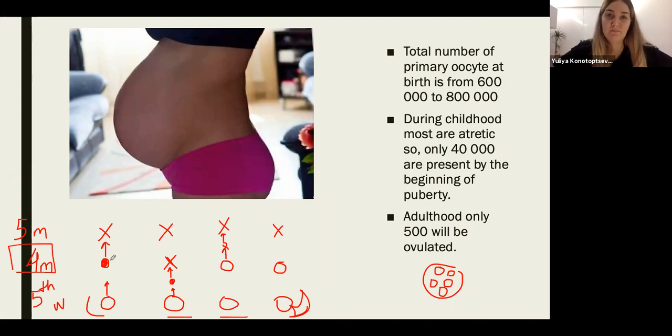Is that clear? If I were to count how many primary oocytes I have in the ovaries during a 5-month-old embryo, right? I have 2 ovaries. How many primary oocytes do I have? I would count 7 million primary oocytes. They're going to be 3.5 in one ovary, 3.5 in another ovary. And I really wanted to sink in your brain, guys. 7 million primary oocytes.